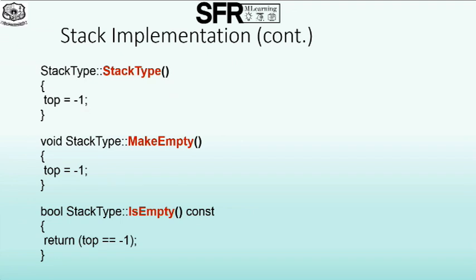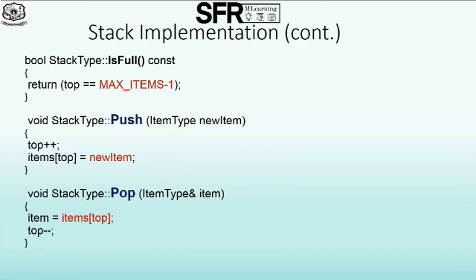Stack type, top equal to -1. This is the initialization process. First we have to initialize the top equal to -1. After pushing the element, the indexing starts from 0. Make empty: if you want to make the whole stack empty, then we have to set the same top equal to -1. Is empty checks whether the stack is empty or not.